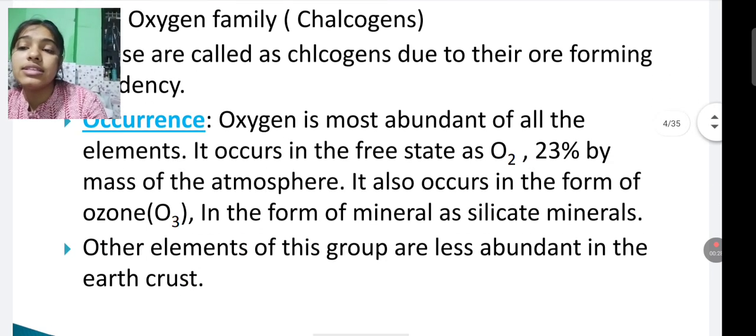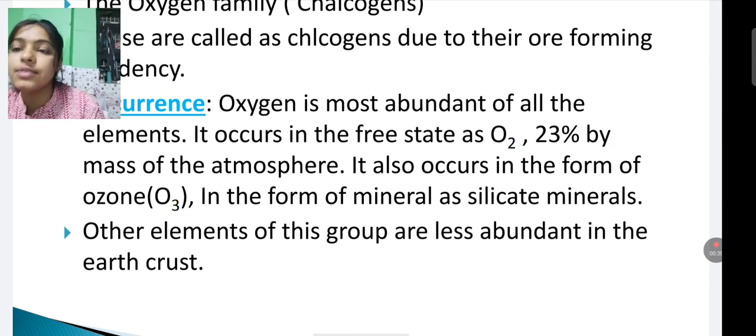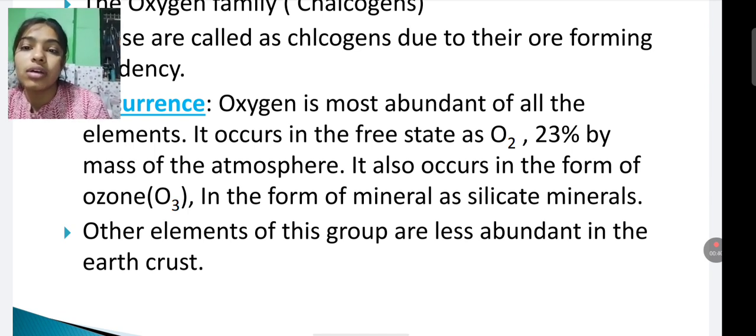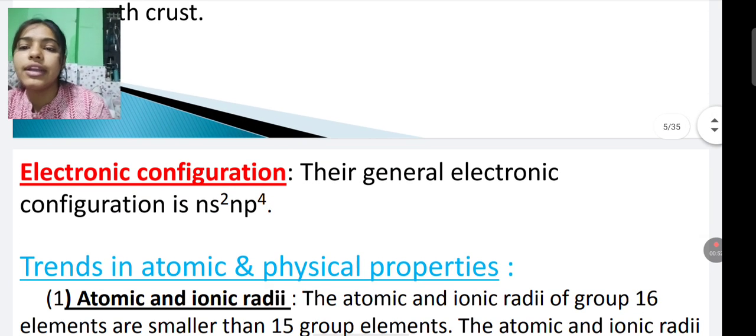Their occurrence, let's discuss their occurrence. Oxygen is most abundant of all the elements. It occurs in the free state, that is O2, 23% by mass of the atmosphere. It also occurs in the form of ozone, that is O3, and in the form of minerals such as silicate minerals. Other elements of this group are less abundant in the earth crust. Electronic configuration of group 16 elements is ns2np4.